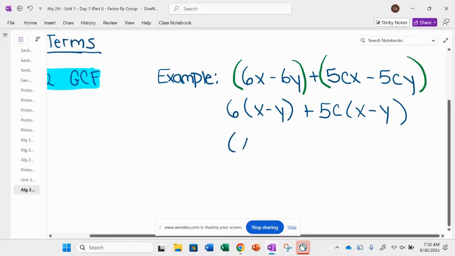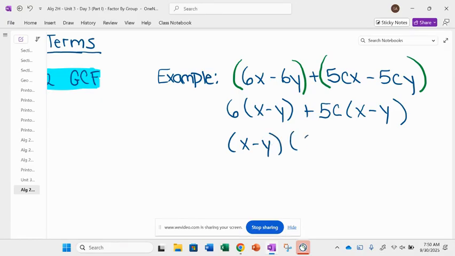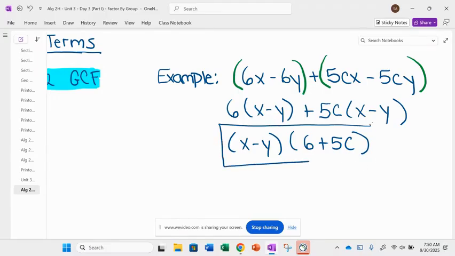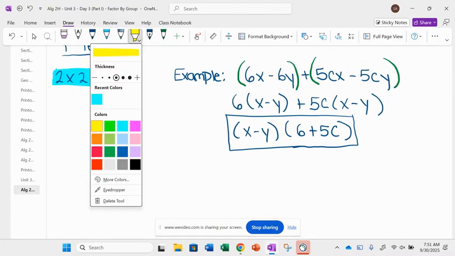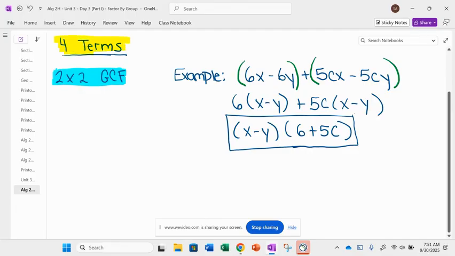So then when we pull out that GCF of x minus y, I'm left with 6 plus 5c. And this is my factored form. I cannot factor any further. Okay, so this was still the original 4 terms. So that was a 2 by 2 GCF. There's more.